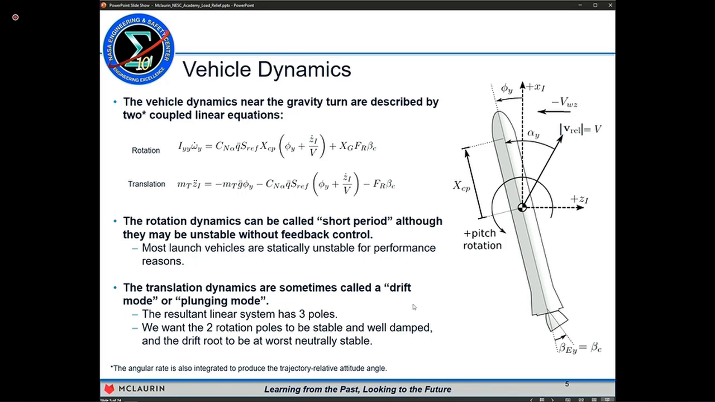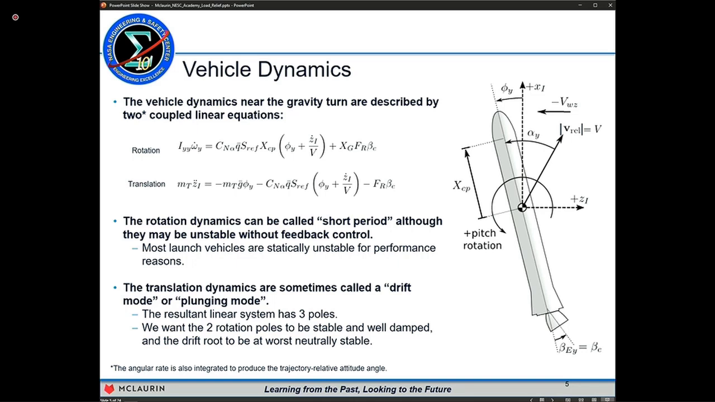Those translation dynamics, I'll talk about them in this presentation. I'll call them a drift mode, or plunging mode. This is usually not directly controlled because we're not usually controlling lateral velocity directly. We're controlling acceleration, or maybe we're not controlling lateral dynamics at all. And so the location of that pole in the linear system tells us a lot about how the system is going to respond to initial conditions and how it responds to attitude perturbations and wind gusts.